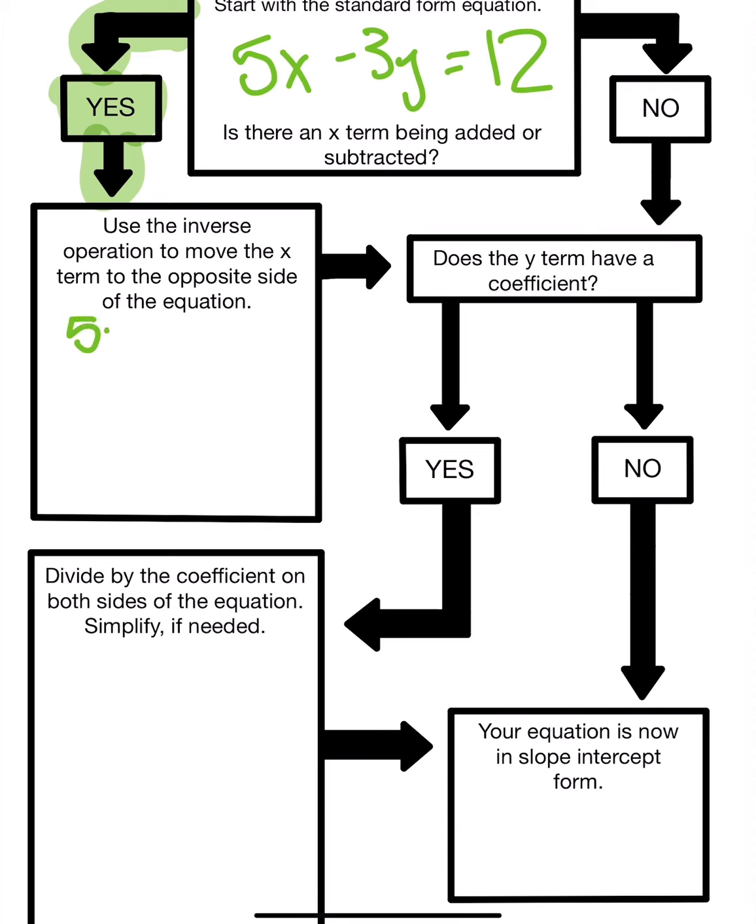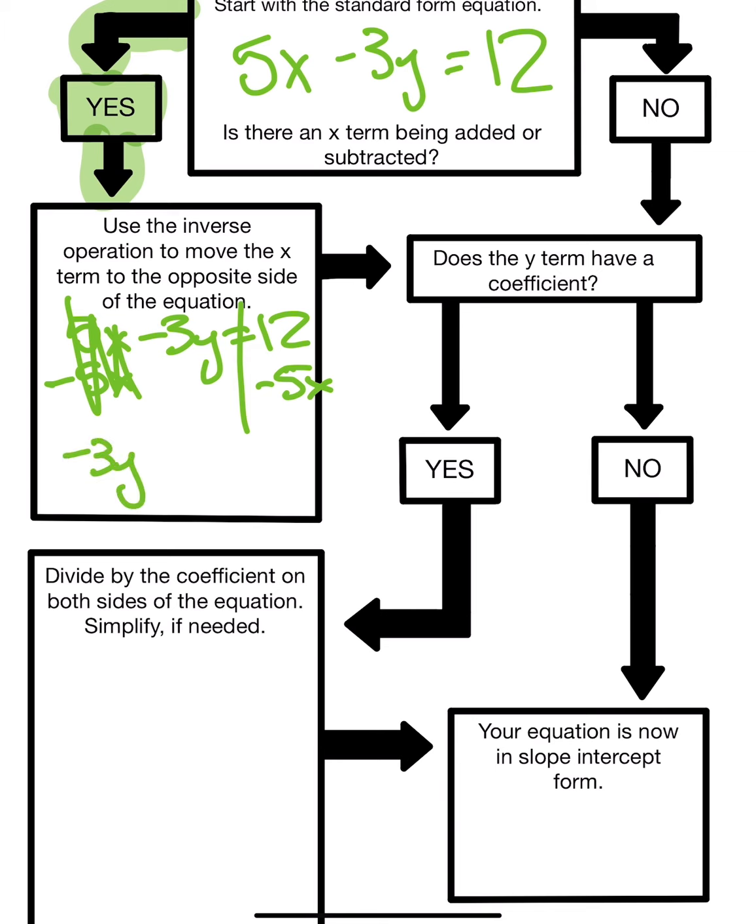Let's rewrite this. Split it up, and we want to use the opposite or inverse operation to get rid of that 5x or move it to the other side. We have a positive 5x, so I'm going to subtract it to move it and get rid of it over here. That's going to leave us with negative 3y equals 12 minus 5x.